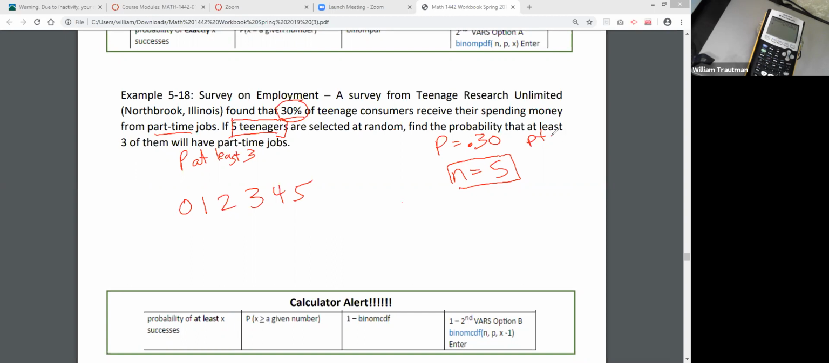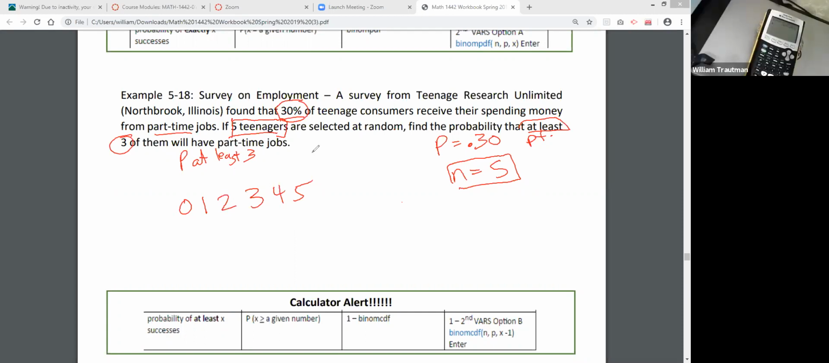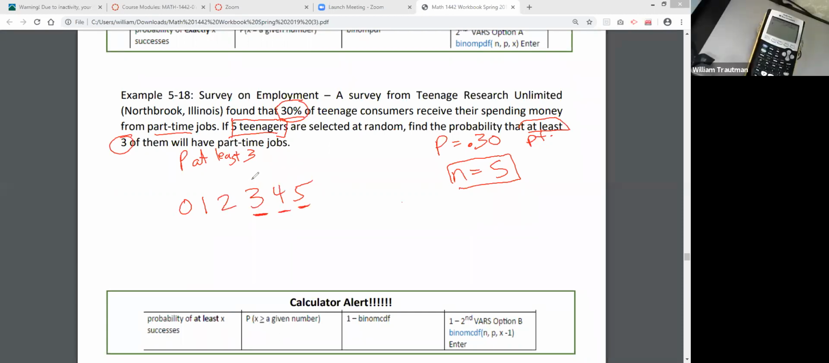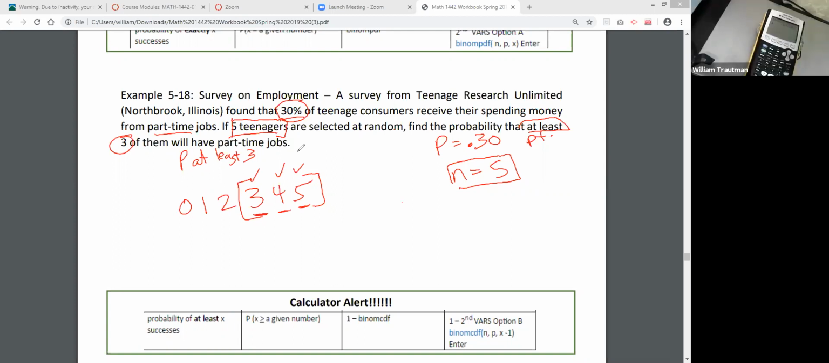What does at least 3 mean? Which of these numbers are at least 3? Which ones do I circle for at least 3? 0, 1, 2, 3. Well, that's why this is a hard one. At least 3 means 3 is the least. We're picking these numbers. Do you see? At least 3 of them. So you could have 3, 4, or 5.